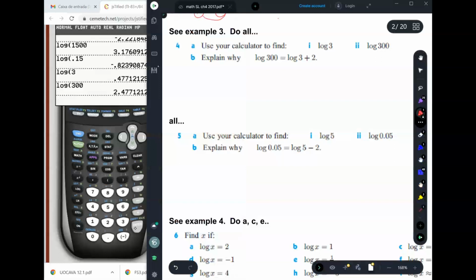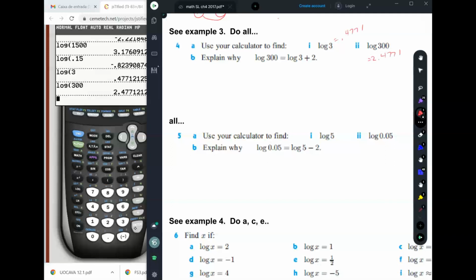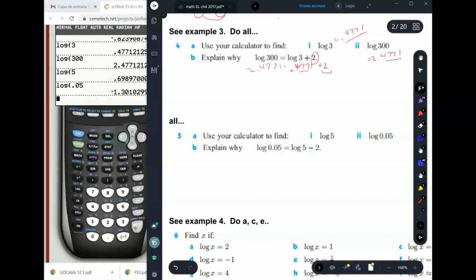So log of 3 was 0.4771 and log of 300 is 2.4771. Okay? Explain why the log of 300 is equal to the log of 3 plus 2. So if we substitute in 2.4771 for log of 300 and we substitute 0.4771 into log of 3, we can clearly see that that's true. But how do we explain why that's true?